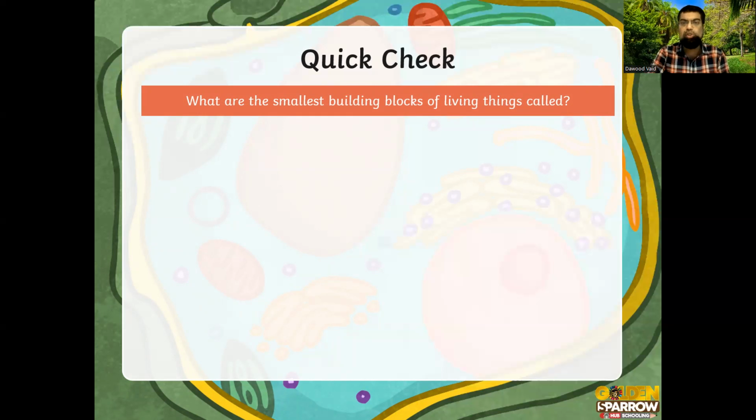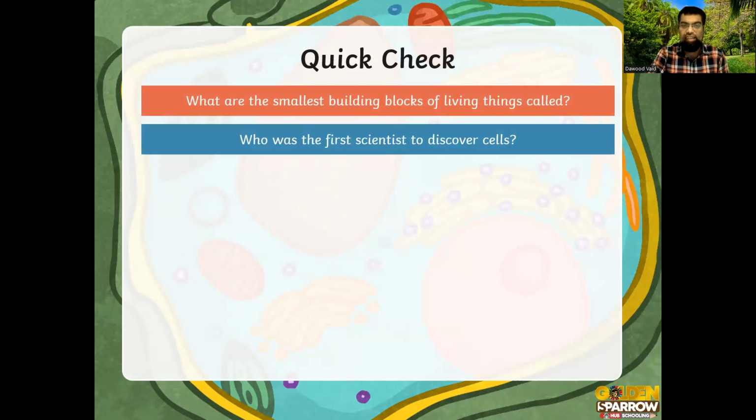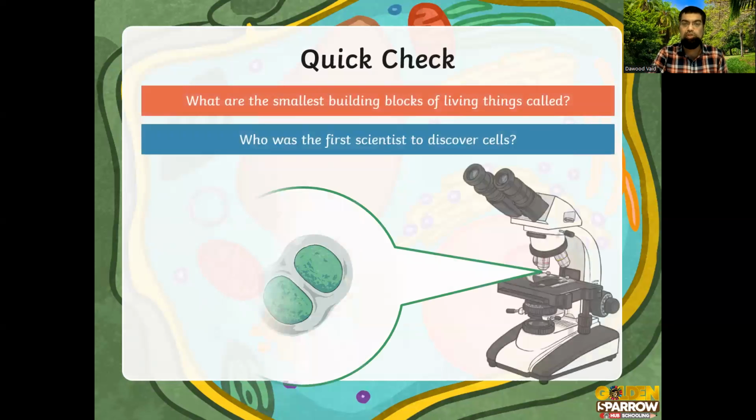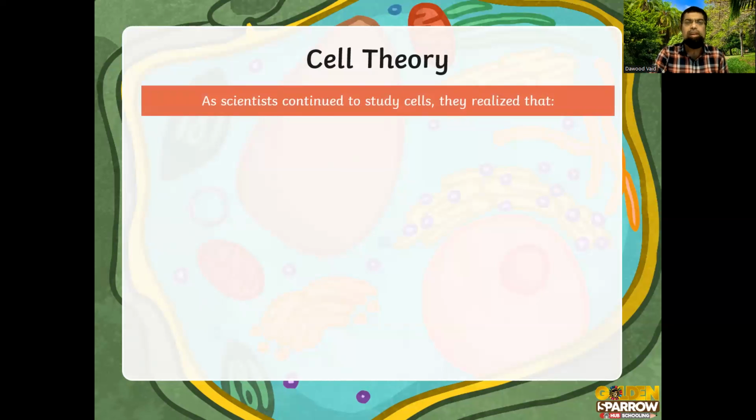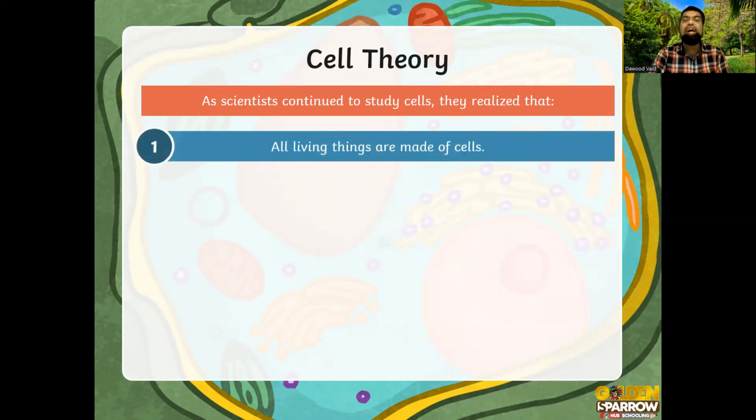So quick check. Do you realize the smallest living building blocks are the cells? The first scientist to discover this was Robert Hooke, and you're learning that he did it under a microscope, observing the cork cell. So scientists continued to observe and study the cell, and researched it further, and these are the conclusions they reached. Why do I repeat the cell theory? It is a part of the questions that come in your 5 mark and 6 mark questions: please explain the cell theory to us.